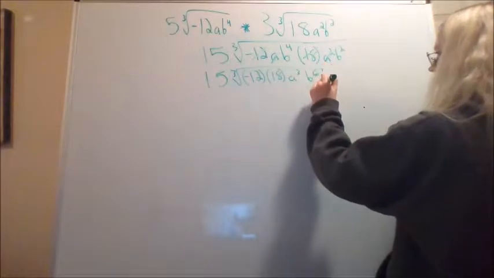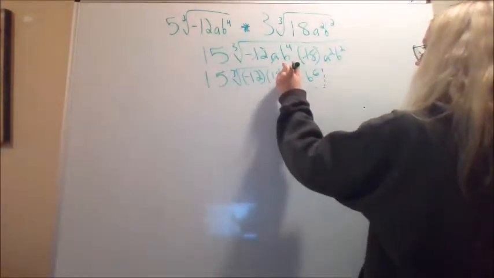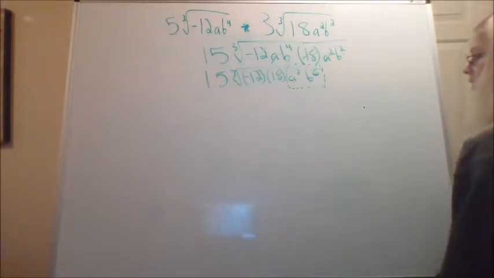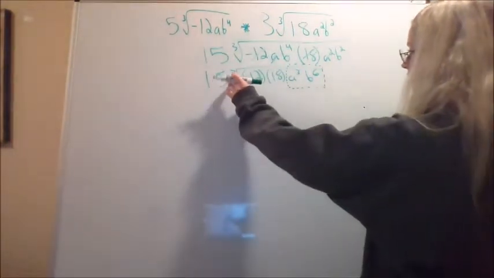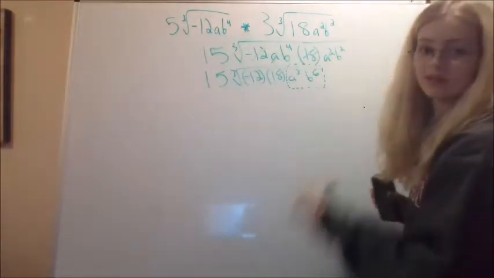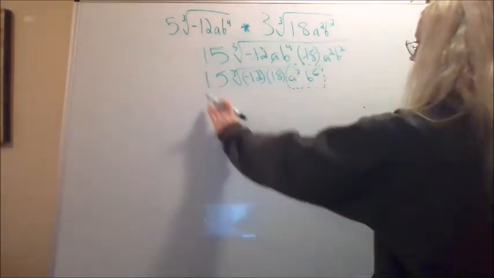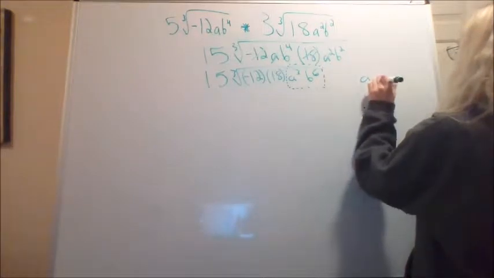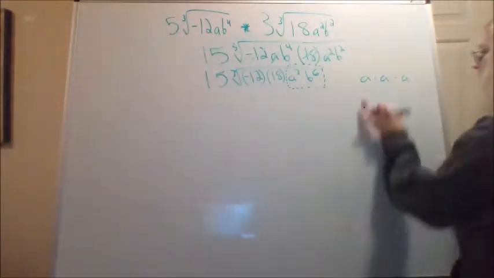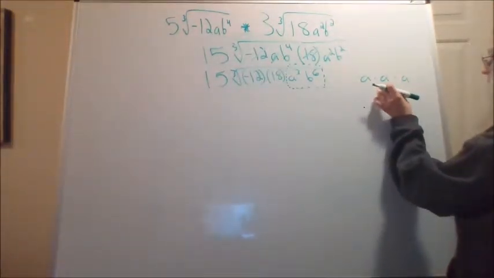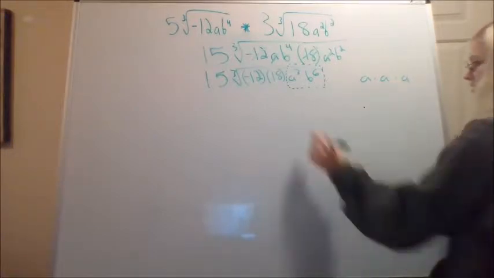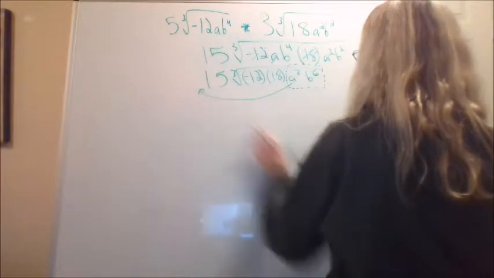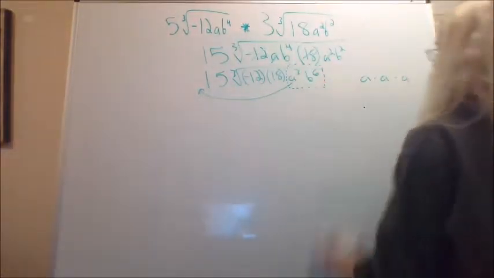If we focus on these two right here, a to the third times b to the sixth, well, we know that we need to get 3 of something all multiplied together to be able to take it outside of the radical. So since a to the third is just a times a times a, we have 3 of something all multiplied together. And that's a. So we can take a out of the radical. Next, b to the sixth.